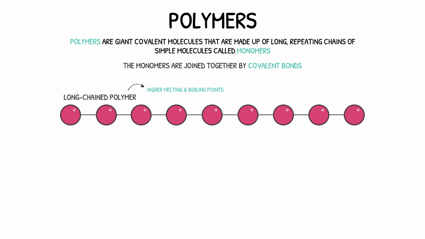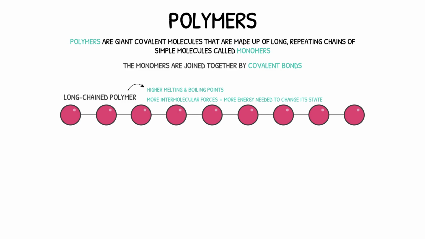This is because longer polymers have more monomer units and therefore more intermolecular forces joining them together. More energy is required to change the state of a substance when there are more intermolecular forces within it, therefore increasing the temperature at which the polymer will change state.